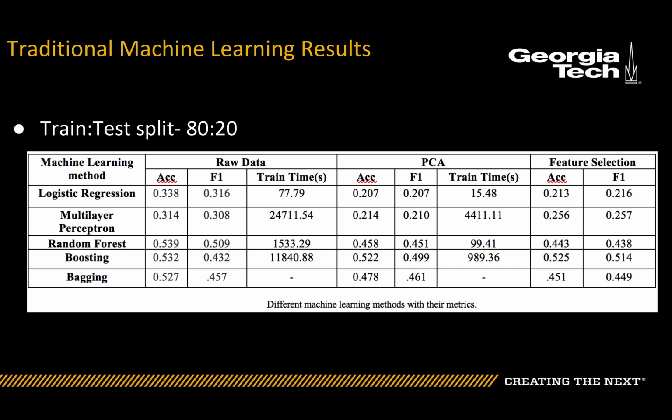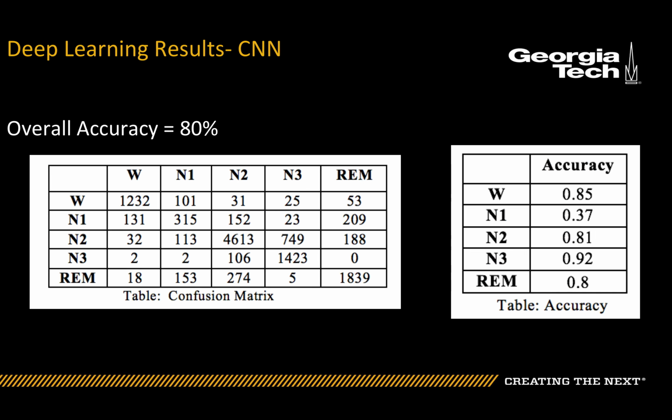After PCA, the training time went down significantly while the accuracies fell. But in the case of boosting, accuracy fell just by 1% while the training time went down by 11,000 seconds. So in time critical situations, using boosting may be better, but otherwise random forest would be the best out of the traditional machine learning models.